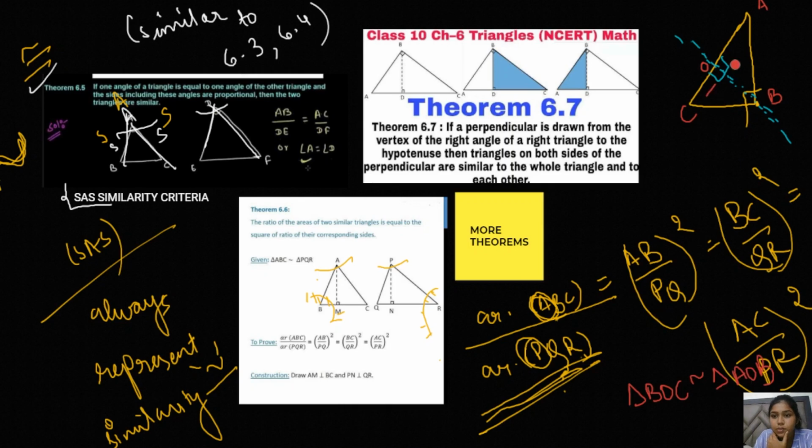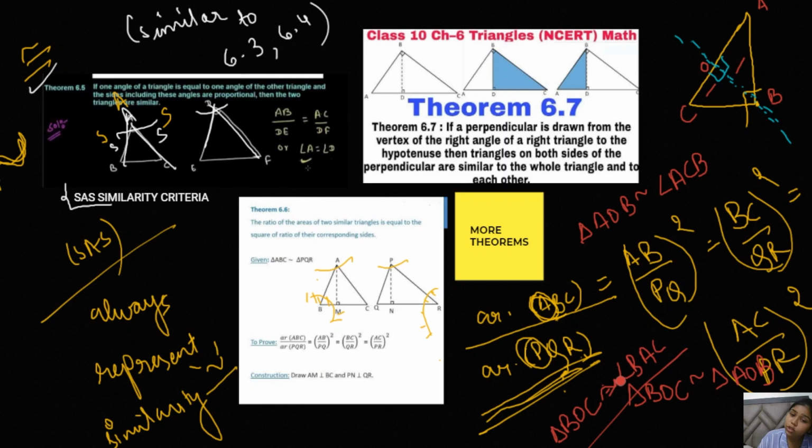They will be similar to each other. Then triangle AOB will be similar to triangle ACB, the whole one, and also the triangle BOC will be similar to triangle BAC, the whole one. I hope that is clear to you, that whenever we draw the perpendicular from the right angle towards the hypotenuse, in that particular case the triangles formed on both sides will be similar to each other and also similar to the whole triangle. I hope that's clear to you.